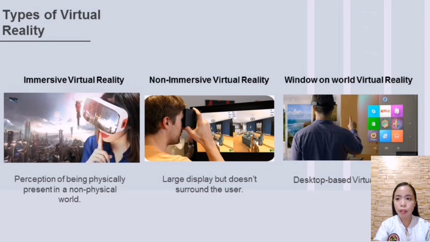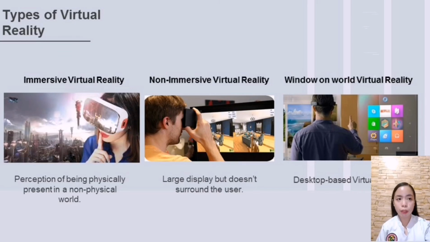Then, the second is the non-immersive VR. Large display but doesn't surround the user. So, the second type of VR allows interacting with the environment through mouse and joysticks.